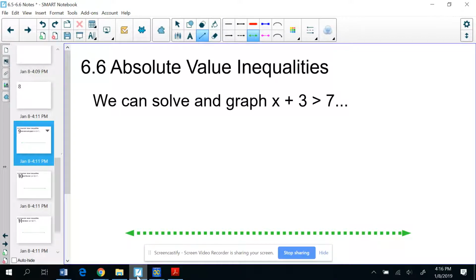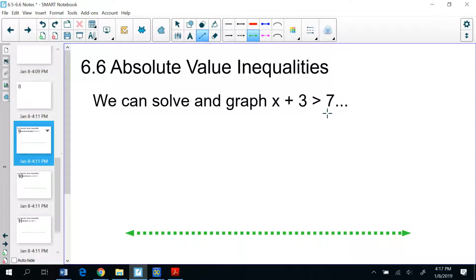You have recently heard about how to solve an absolute value equation. Now we're going to take a look at some absolute value inequalities. We're going to start with one that would be a basic kind of inequality that we can solve and graph pretty easily. We're going to start up here. We can solve and graph this.